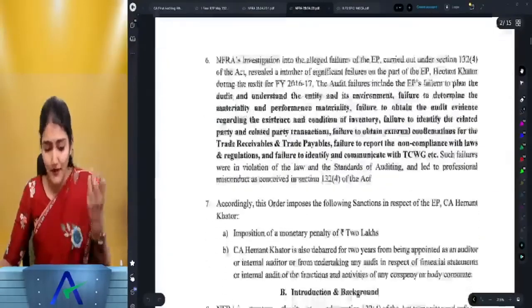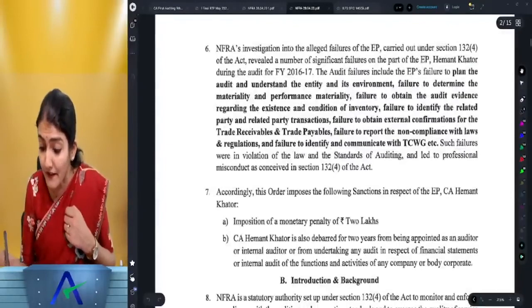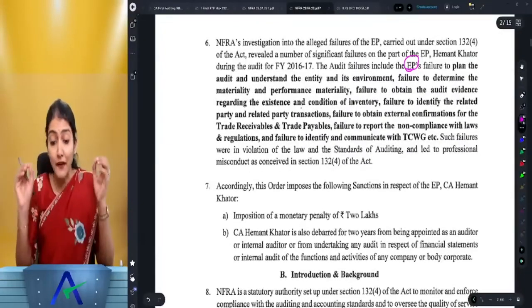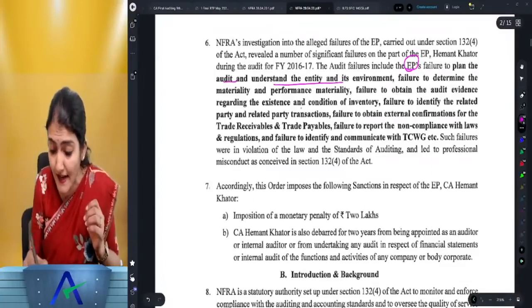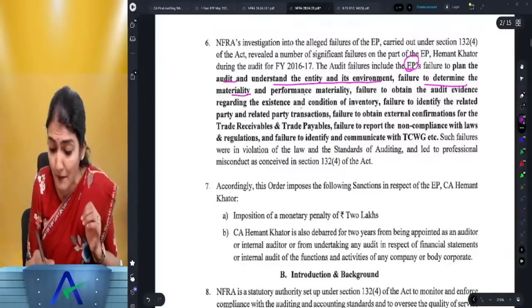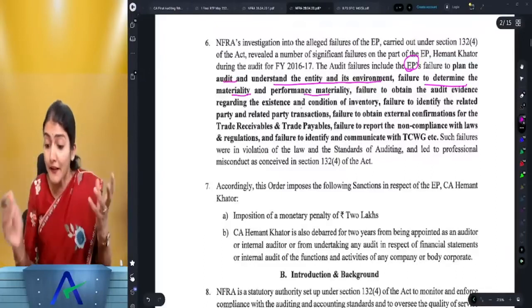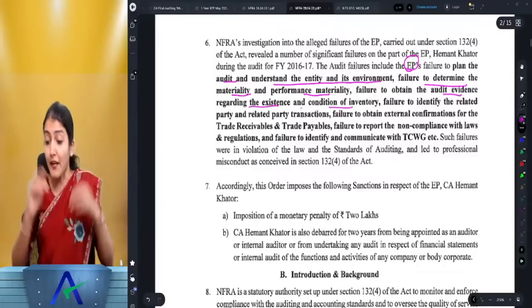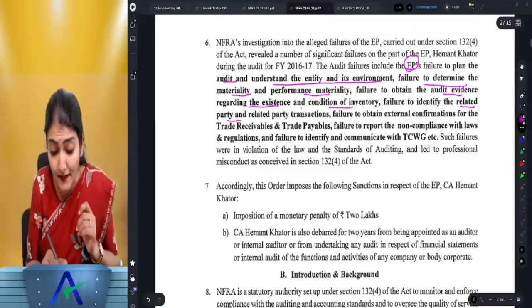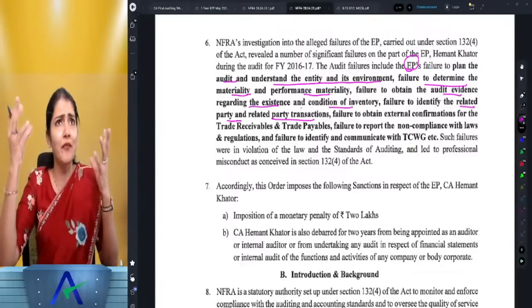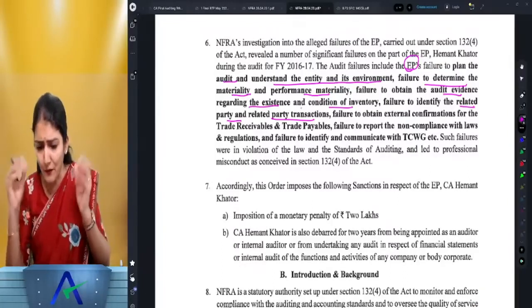So there was a company that engaged an auditor. The engagement partner, the EP, failed to plan the audit and understand the entity and its environment, failed to determine the materiality and the performance materiality, failed to obtain the audit evidence regarding the existence and condition of inventory, and failed to identify the related party and the related party transaction. Is anything coming to your mind when you are seeing this over here?